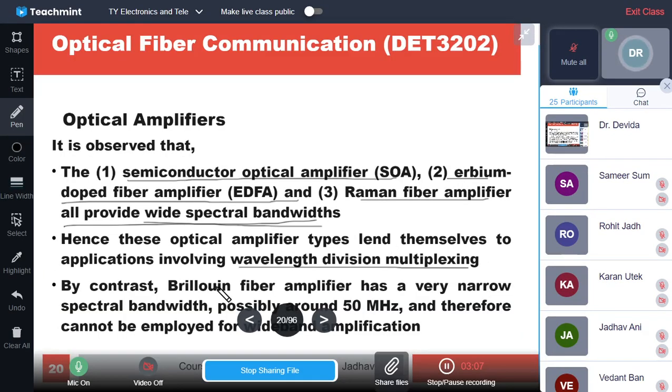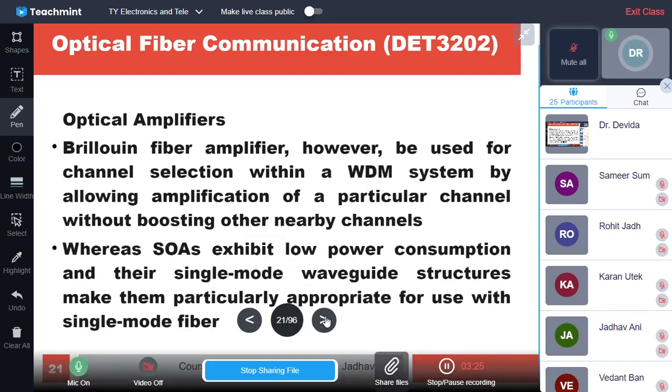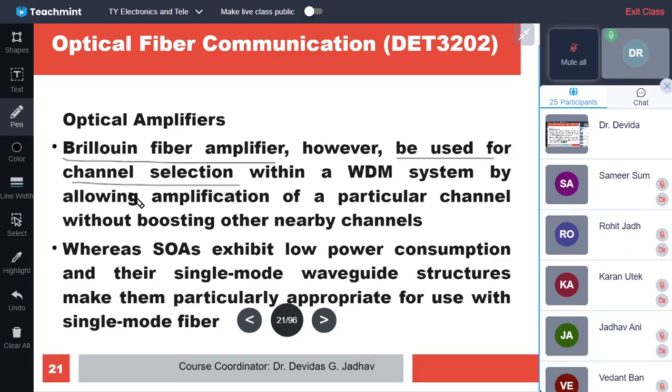Okay. By contrast, the Brillouin fiber amplifier has a very narrow spectral bandwidth. From the graph also we have checked, possibly 50 megahertz or so. Therefore, it cannot be employed for wideband amplification. So Brillouin amplifiers are used for channel selection, isn't it? Yesterday we discussed this. In short, again I will tell you, channel selection is filtering. Channel selection is nothing but filtering.